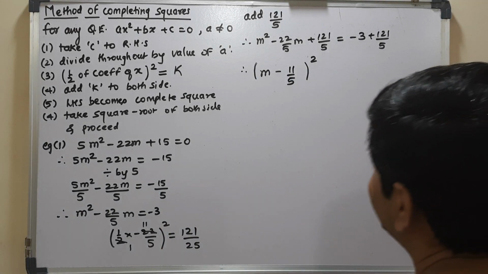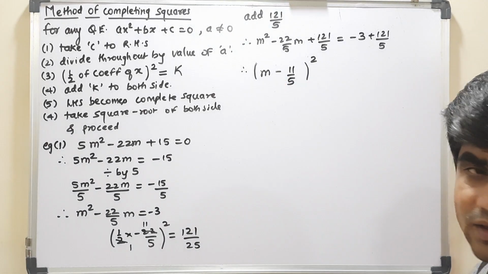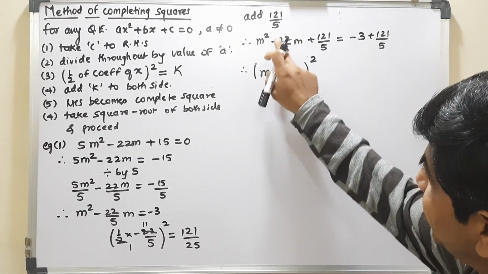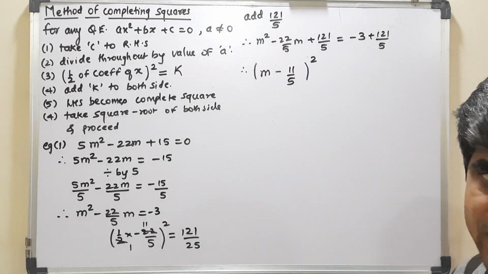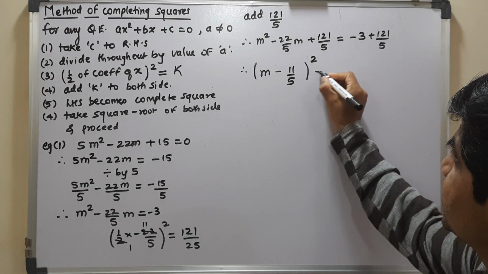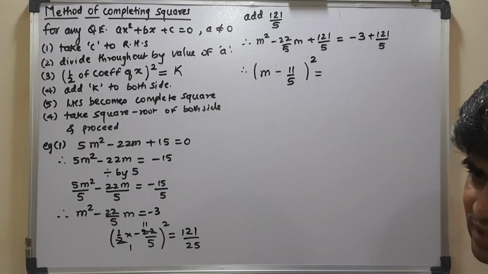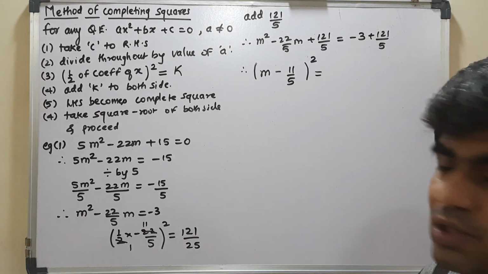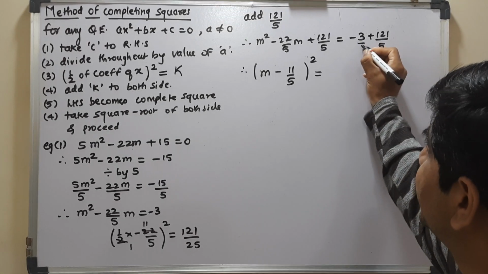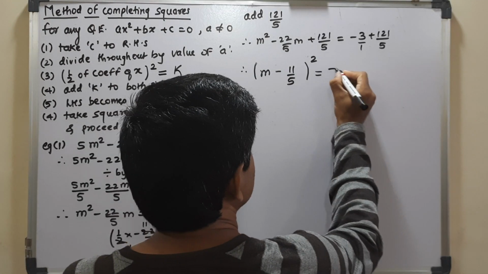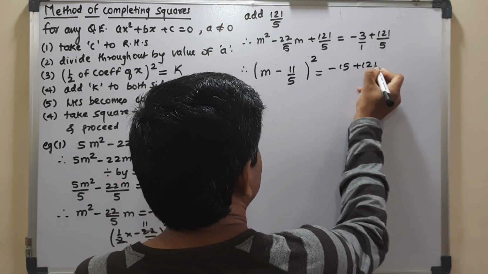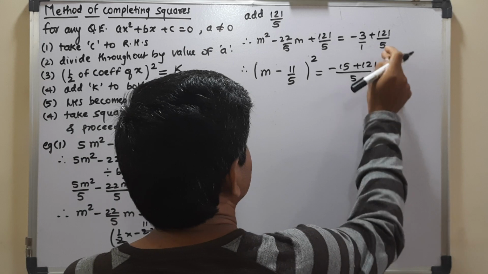What did I do? First I put a bracket, the whole square, then the middle sign, then the square root of the first one and the square root of the last one. Completed. Now I need to add or subtract this. For that I want the denominator the same. So here it is 1 already. Cross multiplication, so I get minus 15 plus 121 by 5.